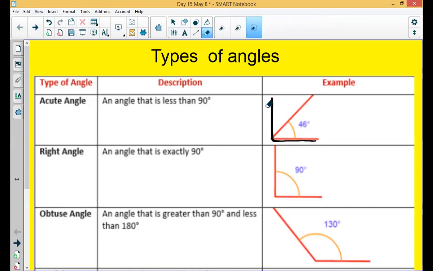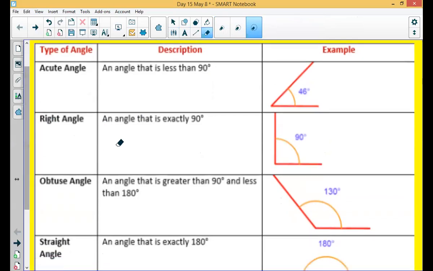Okay. The next angle we're going to review is a right angle. And a right angle is that angle that has exactly 90 degrees. And remember, a right angle is the angle that we can draw a little box on the inside. So if we can draw a little box inside that angle, it is exactly 90 degrees. So a right angle is exactly 90 degrees.